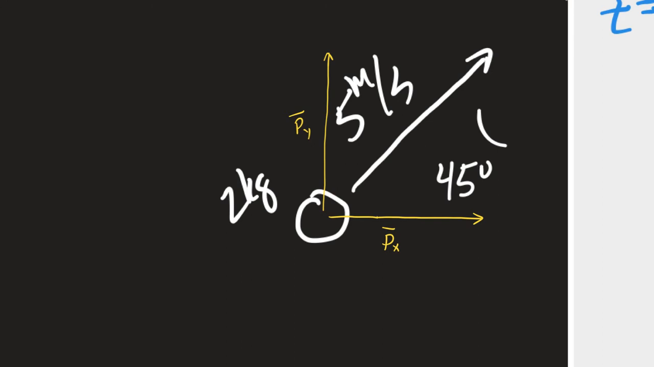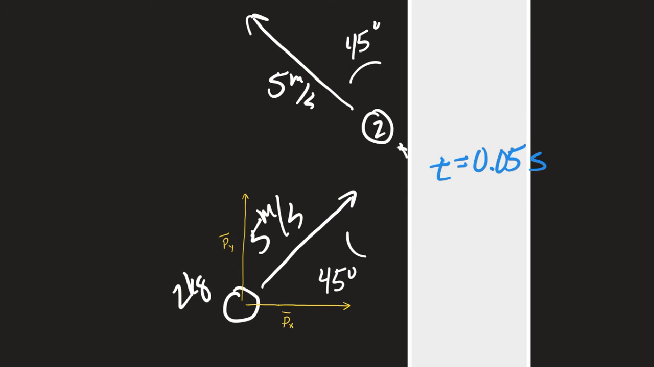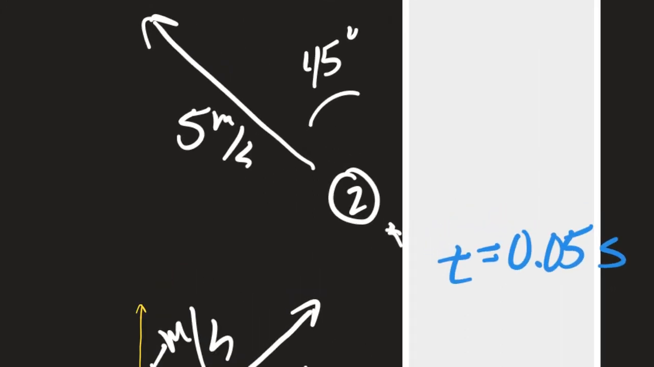Is that okay so far? All right. Over here, would you agree that this ball also has a momentum in the y direction after it contacts the wall? But it also has a momentum in the x direction after it contacts the wall? So momentum in the x direction and momentum in the y direction.